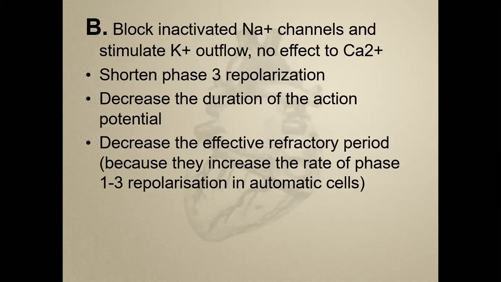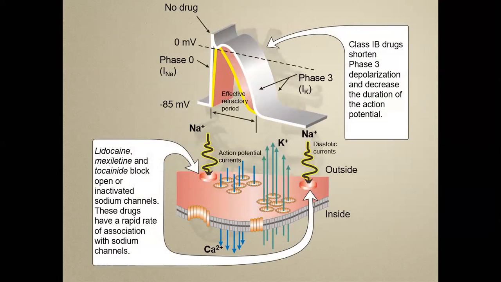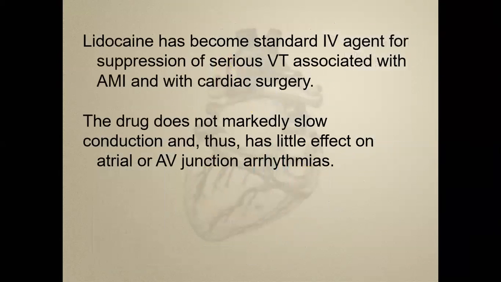When do we use these drugs? The main use of these drugs is to treat ventricular tachyarrhythmia when our patient has acute myocardial infarction, or when our patients have cardiac surgery. But these drugs do not markedly slow conduction and have little effect on atrial or AV junction arrhythmias.